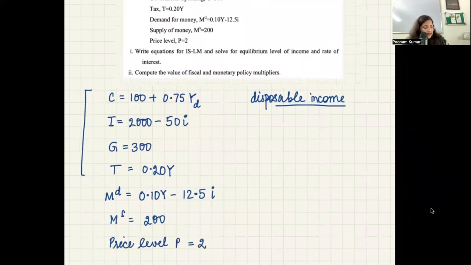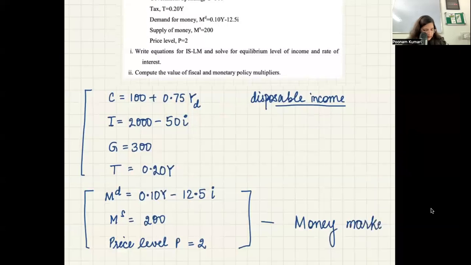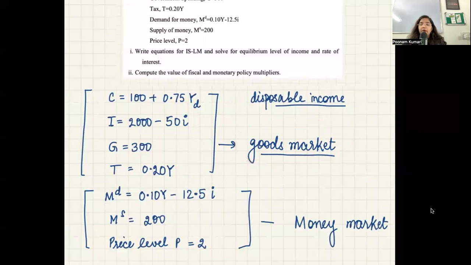So one side of the story, this is your money market. And this particular thing is your goods market. So whenever you talk about equilibrium in your goods market, you get an IS equation. And whenever you talk about equilibrium in your money market, you get an LM equation.